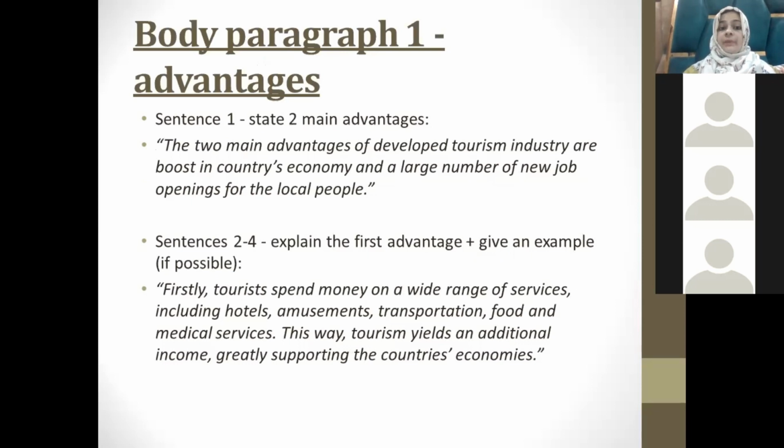Now come to body paragraph 1, which depends totally on the advantages. So in sentence 1, you are going to state two main advantages which I have discussed before. The two main advantages of a developed tourism industry are a boost in the country's economy and a large number of new job openings for the local people.